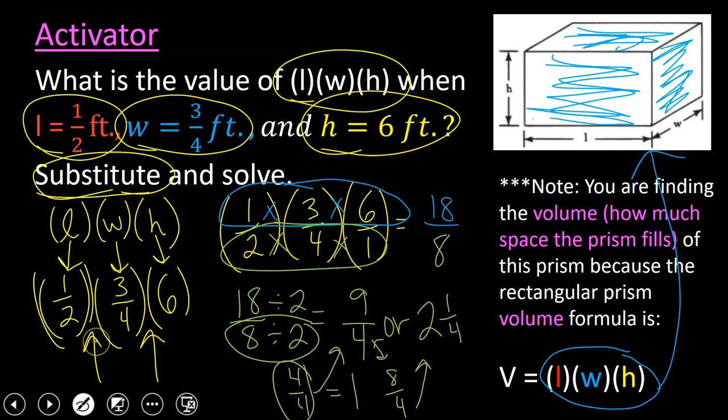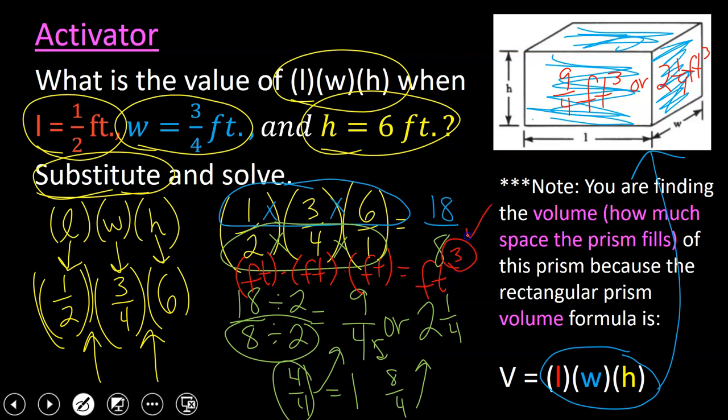Then I'm going to go ahead and record my answer with its units. So the volume is equal to 9/4 feet cubed, or you could say 2 and 1/4 feet cubed. And I know that it's feet cubed because we multiplied 1/2 a foot by 3/4 of a foot by 6 feet. And feet multiplied by feet is equal to feet cubed.